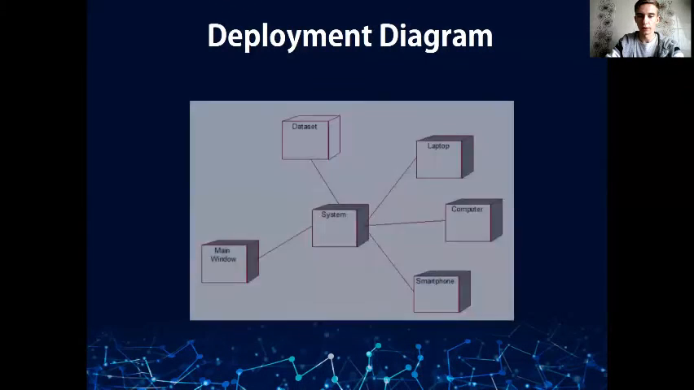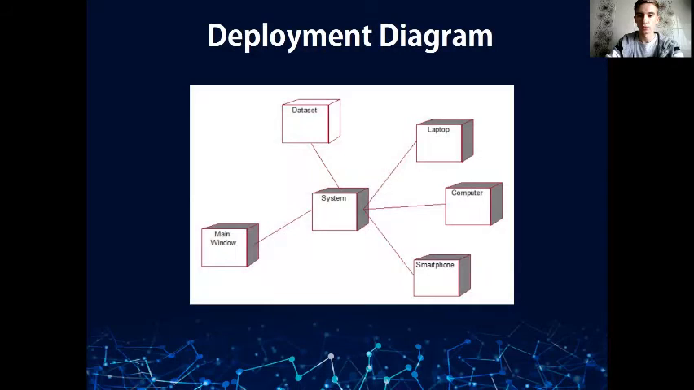A deployment diagram is a diagram that shows the computing nodes during program operation, and the components and objects running on these nodes. This deployment diagram shows 5 processors named smartphone, laptop, computer, system, web window, and one device, dataset. The processor system is our entire designed system. The web window processor is the window of our program.